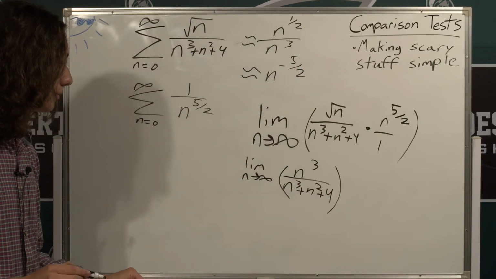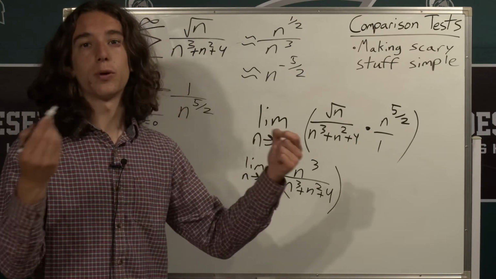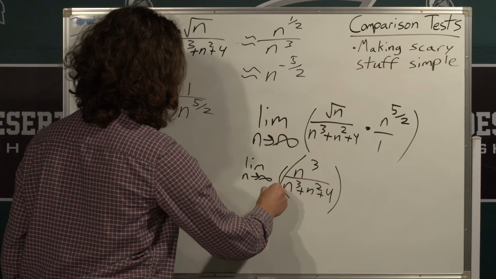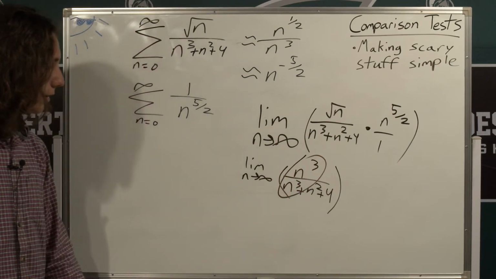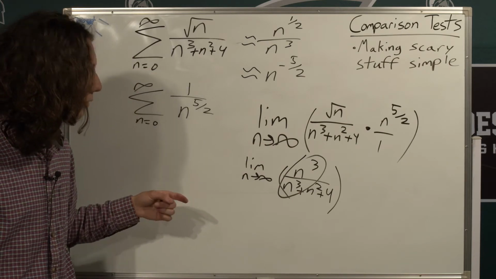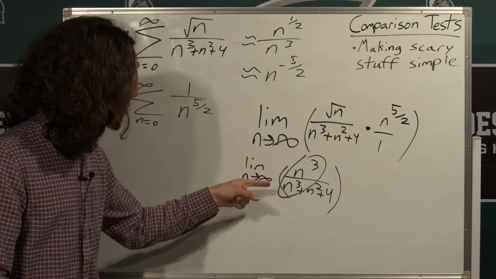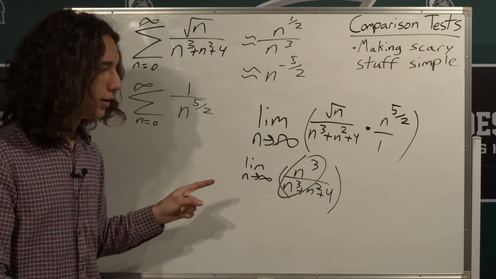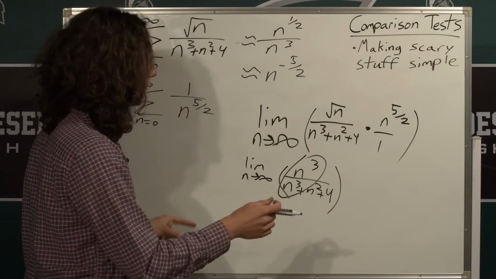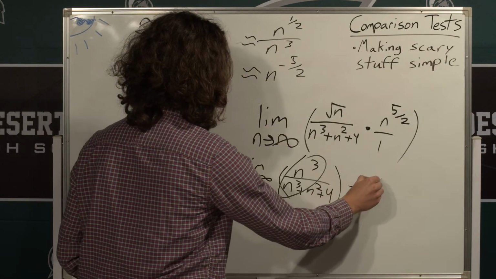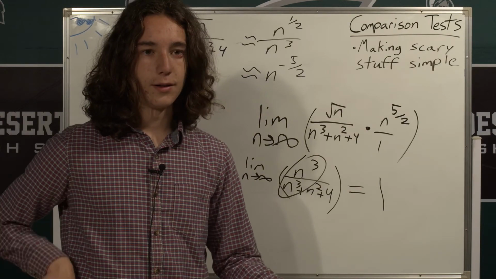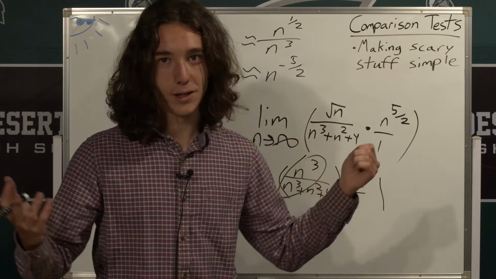And using the trick from pre-calc that I just talked about, the limit of the funky fraction is the same as just looking at the first terms, the terms with the highest power. And n cubed over n cubed is 1. And so the limit as this funky fraction goes to infinity is 1. And gosh golly, 1 is a real number. 1 is not infinity.